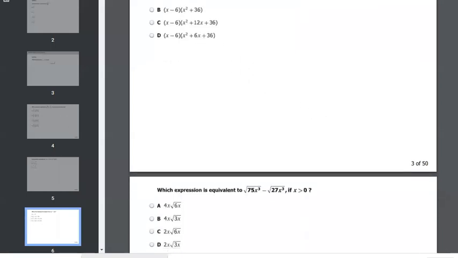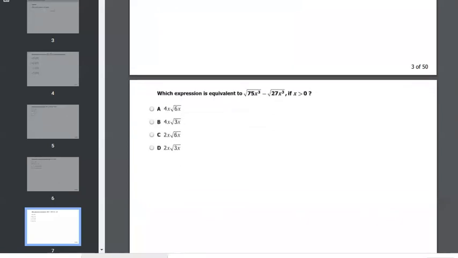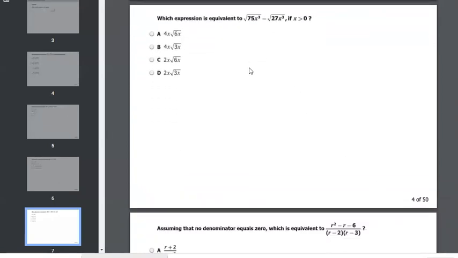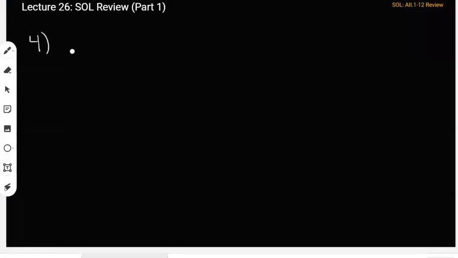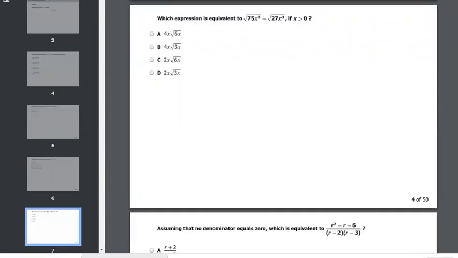Okay, let's look at number 4. Which expression is equivalent to the square root of 75x cubed minus the square root of 27x cubed if x has to be greater than 0? So let's write that down first. Square root of 75x cubed minus square root of 27x cubed.